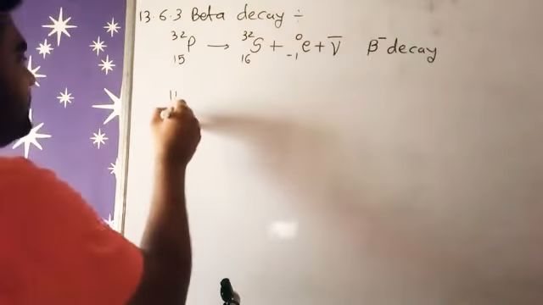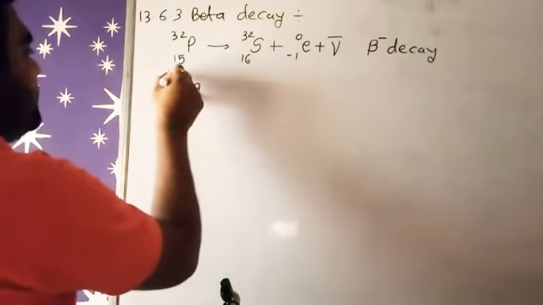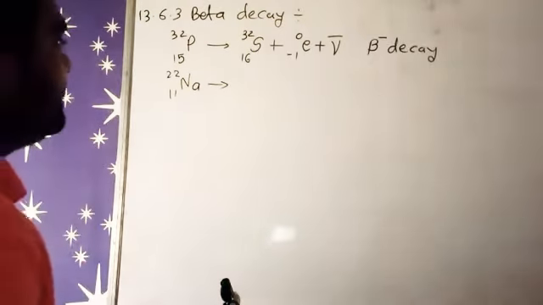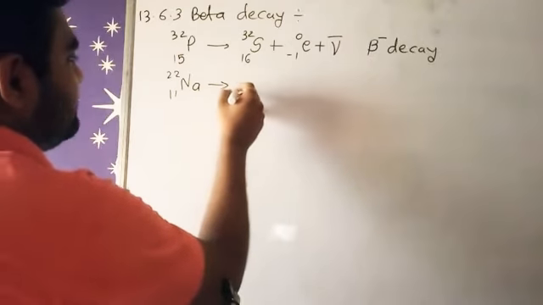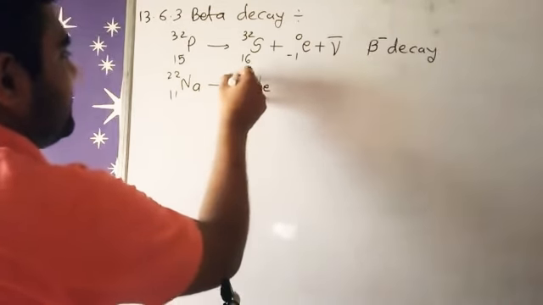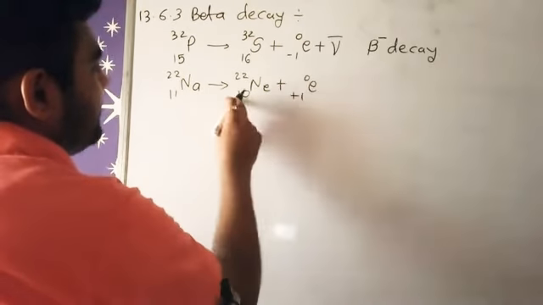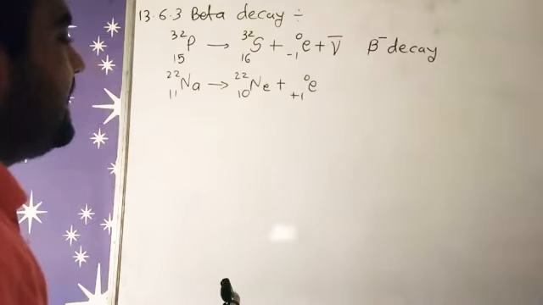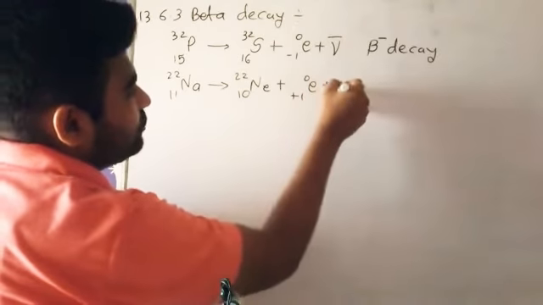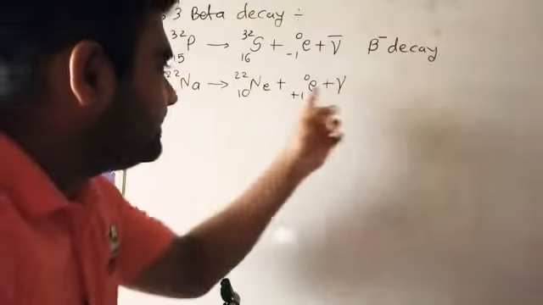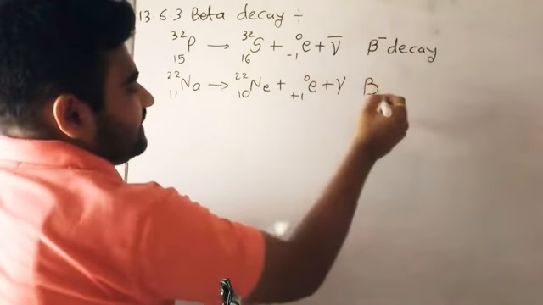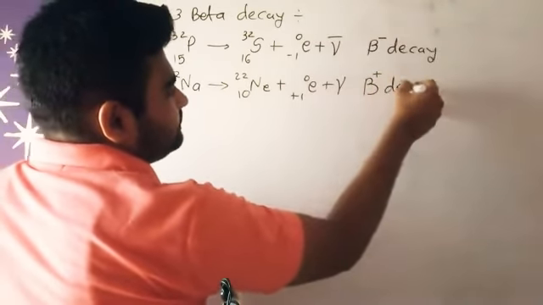Now for 11Na22, there is one conversion, and that is into 10Ne22 plus, now here plus 1 e0. 10 plus 1 is 11, right? And during this process we have a neutrino which is released. So this is called beta plus decay. So this is beta minus and beta plus decay, these are the beta decay processes.